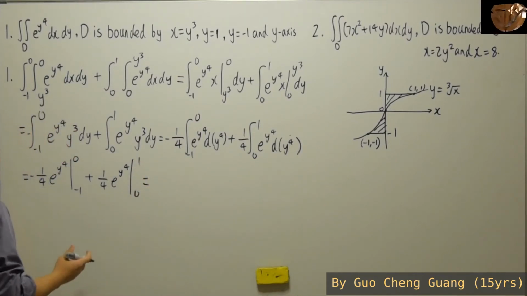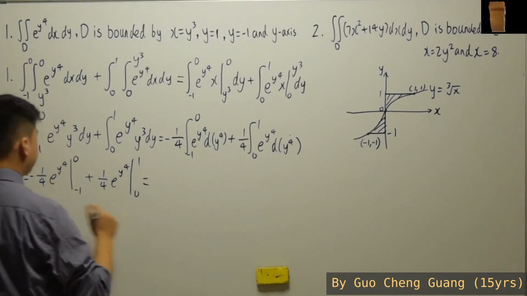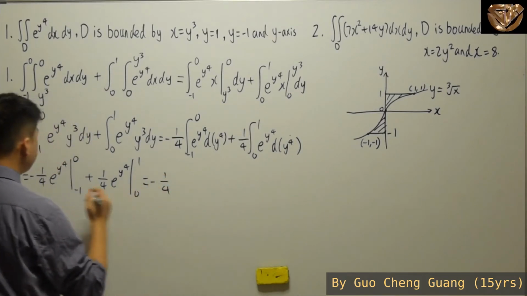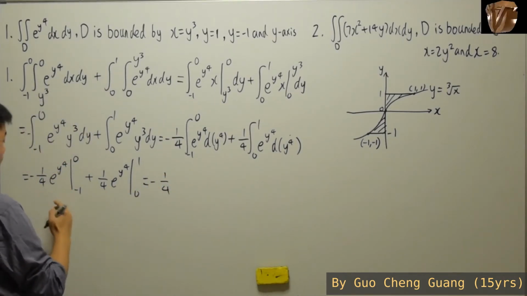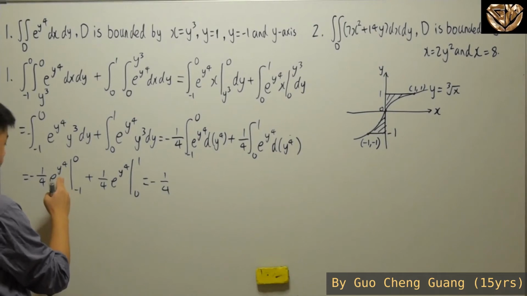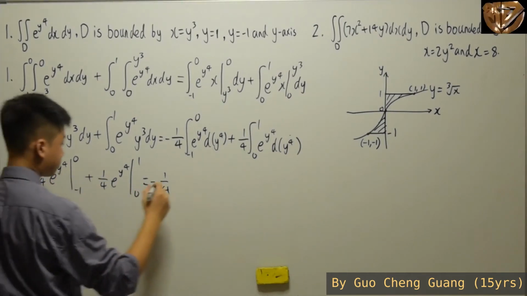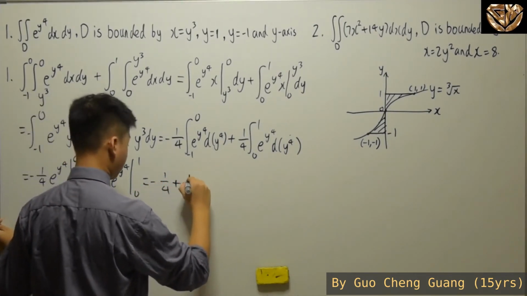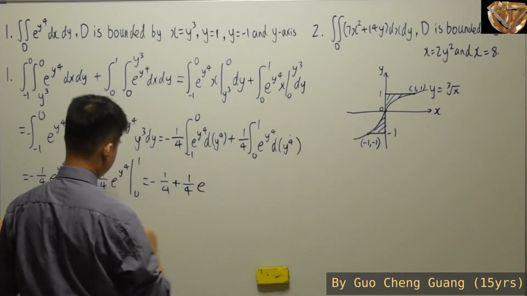So from your first term, when you substitute in 0, you're going to have negative 1 over 4, since e to the power of 0 is just 1. And then when you substitute in negative 1, you're just going to have e to the power of 1. But this time you have to add on 1 over 4 e.